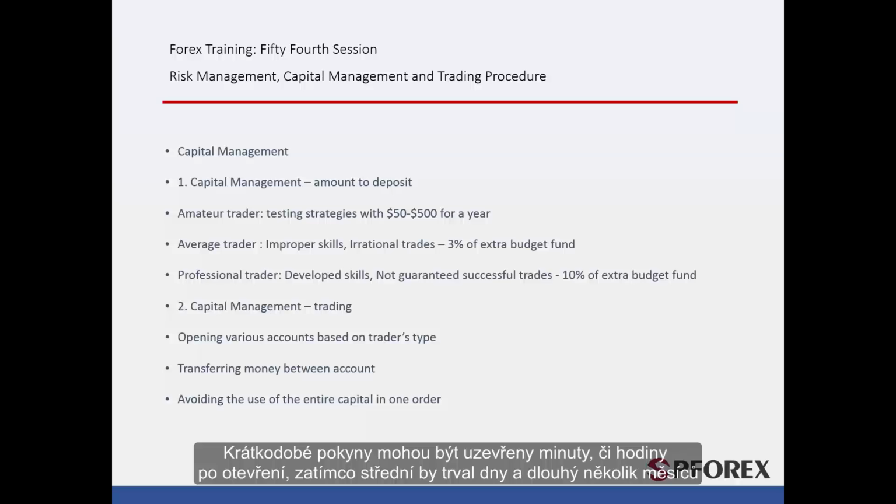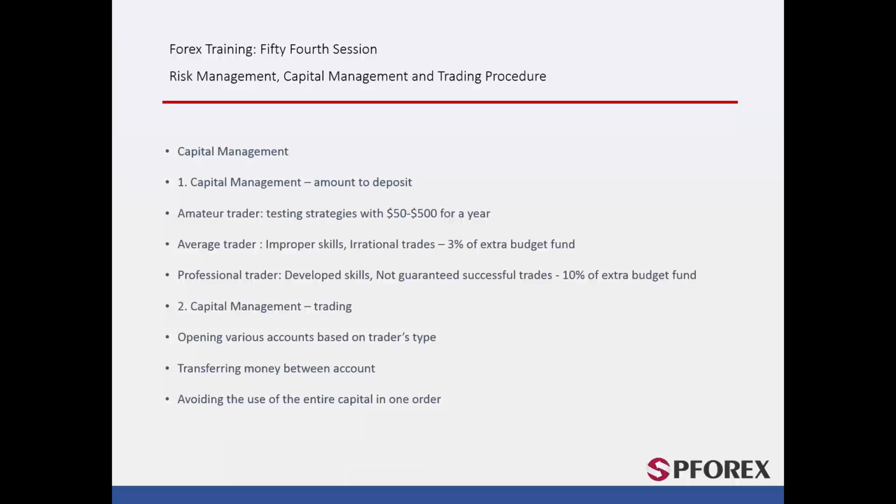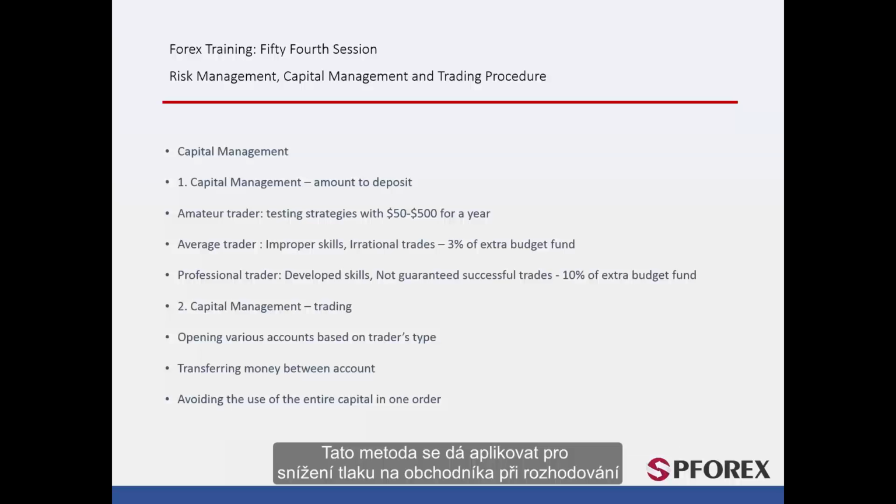Short-term orders can be closed in minutes or hours, while medium-term would take some days, and long-term orders would last some months. It is strongly recommended for a trader to place orders separately in different accounts based on their terms. This method can be applied to reduce the pressure of decision making for the trader.